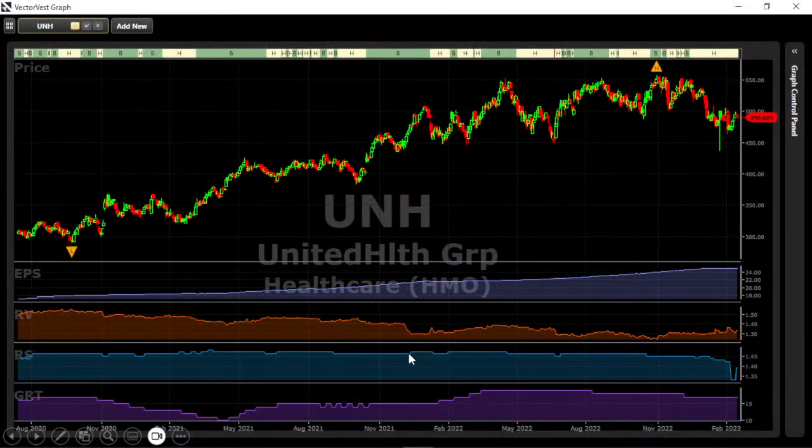So just going back a few months there, the hard right edge of the chart is February of 2023, and the left side is August of 2020. That's a long chart there, right? Almost 2.5 years or so.